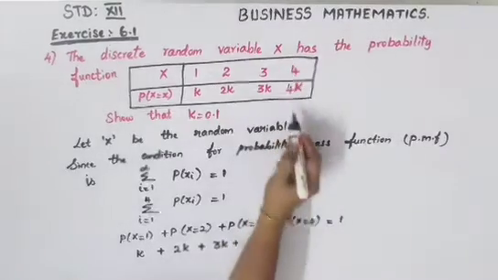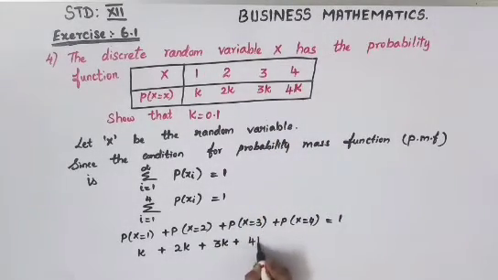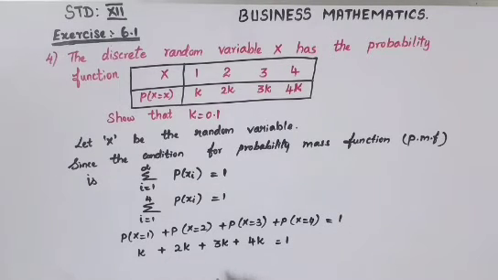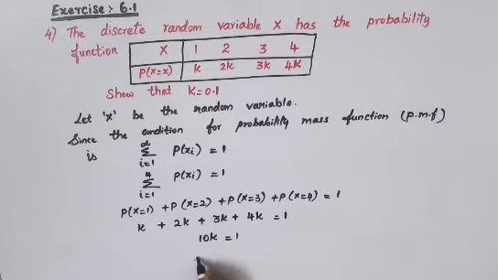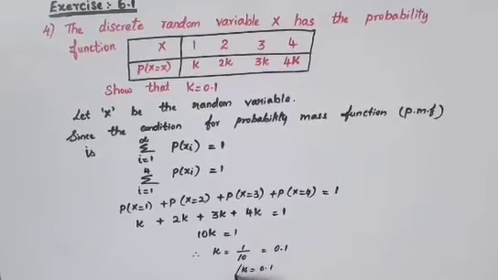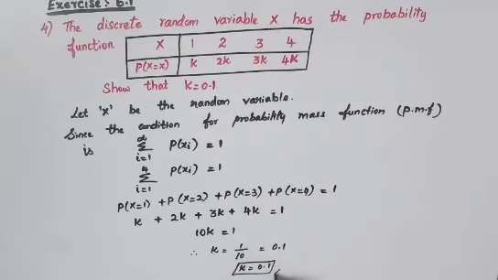Then when it is 4, it is 4k. That is equal to 1. So now adding all these things, you will get 10k, which is equal to 1. Therefore, k is equal to 1 by 10. That is nothing but 0.1. Therefore, the value of k is equal to 0.1. So this is the answer for your fourth question.